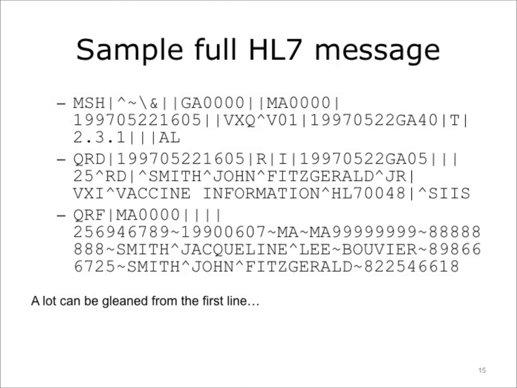Now let's examine a sample full HL7 message, in this case, a vaccination history query message. We see that there are 3 full segments, starting with the codes MSH, QRD, and QRF, and which contain many fields of data. A lot of information can be determined in the first line of the message, which begins with the code MSH. So let's take a closer look at that on the next slide.